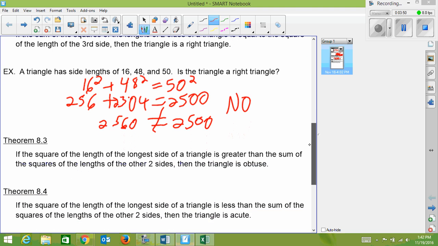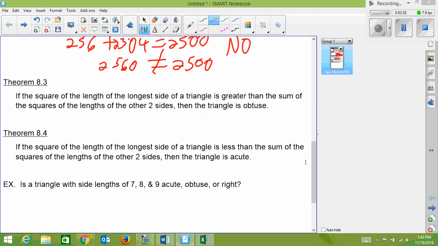Theorem 8.3: if the square of the length of the longest side of a triangle is greater than the sum of the squares of the lengths of the other two sides, then the triangle is obtuse. So when you do your a squared plus b squared equals c squared, if your c squared is bigger than your a squared plus your b squared, it's an obtuse triangle.